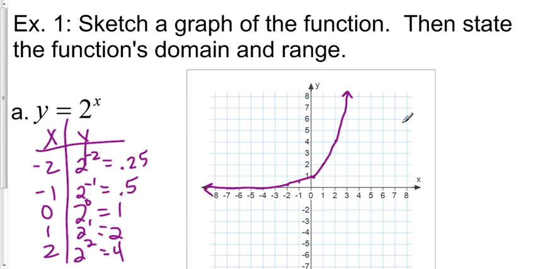Okay, so now your domain and range. The domain is always all reals. We can write it as -infinity to +infinity. The range describes your y values, and on this graph, the y values start at 0, not including 0, and they go up to infinity. So we're going to use a parenthesis around 0 because we're never going to hit 0, but it's going to approach 0, and then we're going to positive infinity in this case.